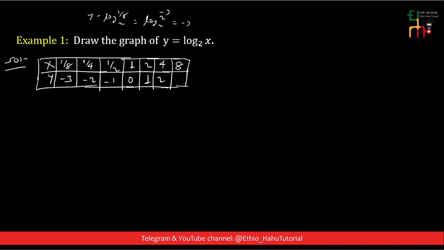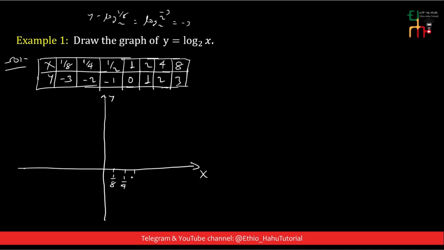Logarithm of 2 to the power of 3 to the base 2 is 3. And this is the table that shows the relationship between x and y. To draw the graph roughly, x-axis, y-axis, 1 over 8, 1 over 4, 1 over 2, 1, 2, 4, and 8. Minus 1, minus 2, and minus 3. 0, 1, 2, and 3.